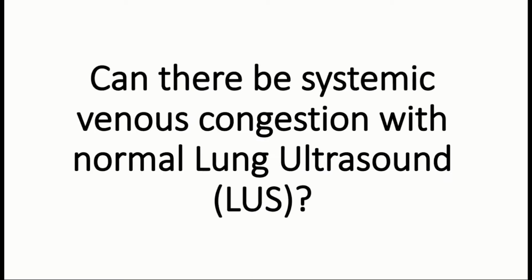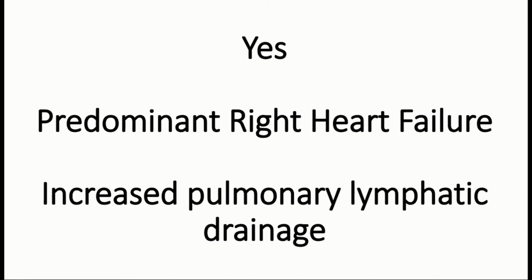Well, can there be a systemic venous congestion, that means VExUS 3, with a normal lung ultrasound? Yes, this happens all the time. So, the lung ultrasound that evaluates B-line pattern mainly assesses left-sided congestion or pulmonary congestion. And yes, there can be abdominal or systemic venous congestion without pulmonary congestion. We see this a lot in patients with predominantly right-sided heart failure, or we can also see this in patients with biventricular dysfunction, but that have been chronically adapted and have increased pulmonary lymphatic function.